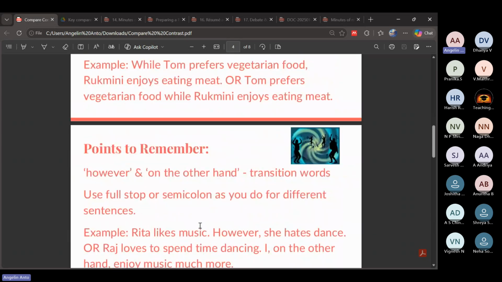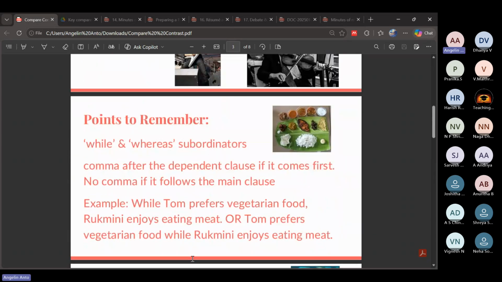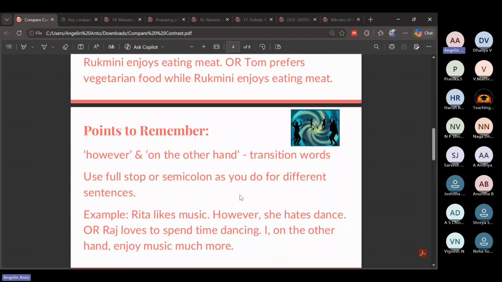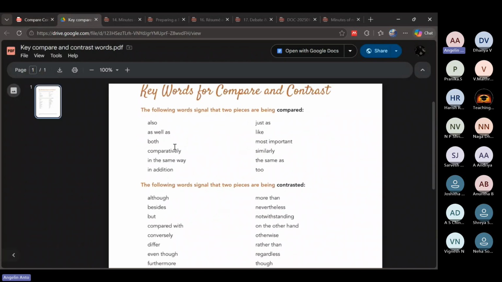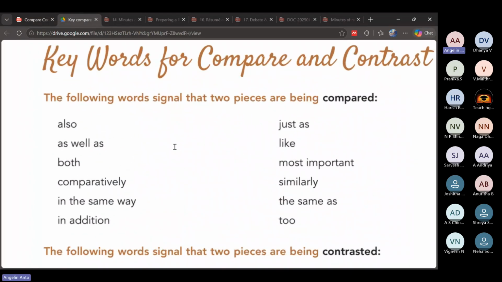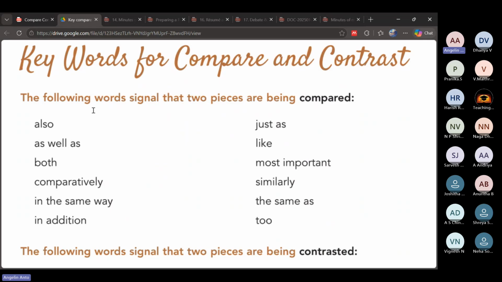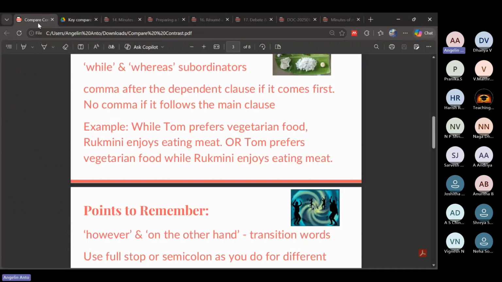Honestly, you don't have to look at this. You don't need to know this. So you have certain words to compare stuff. Those would be key comparing and contrasting words. I'll talk about the questions first and then we look at these. The questions, for example, one we saw in our question paper is compare and contrast your current generation versus the previous generation. Or compare and contrast pens and pencils. Something like that.